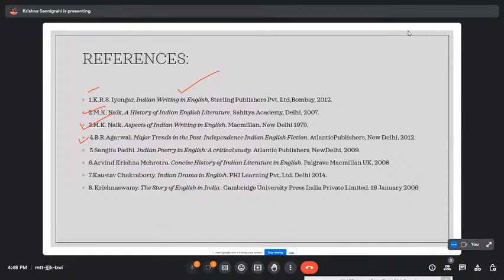Then Sangeeta Padhi, Indian Poetry in English. Then Arvind Krishna Mehrotra, Concise History of Indian Literature in English. Kaustuv Chakrabarti's Indian Drama in English. And the story of English in India is interesting, because herein you can actually understand how the idea of English in India originated and how it actually got projected.